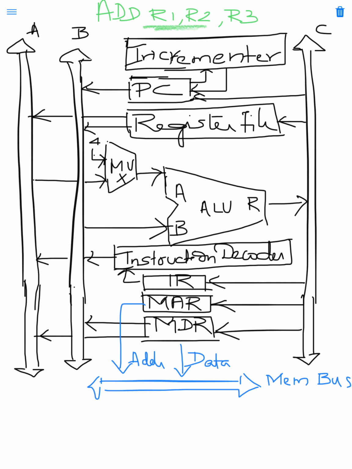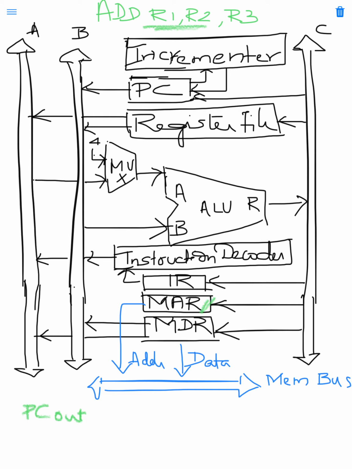First, you will be fetching the instruction from the memory. In order to fetch the instruction from the memory, you need to place the address currently available in PC. PC will be holding the address of the next instruction to be executed. So PC out will be enabled, and this output needs to be placed on bus B, so that the address can be copied to MAR.